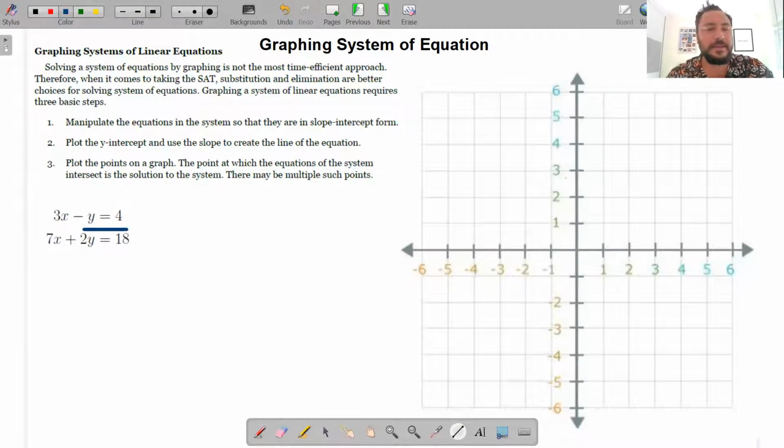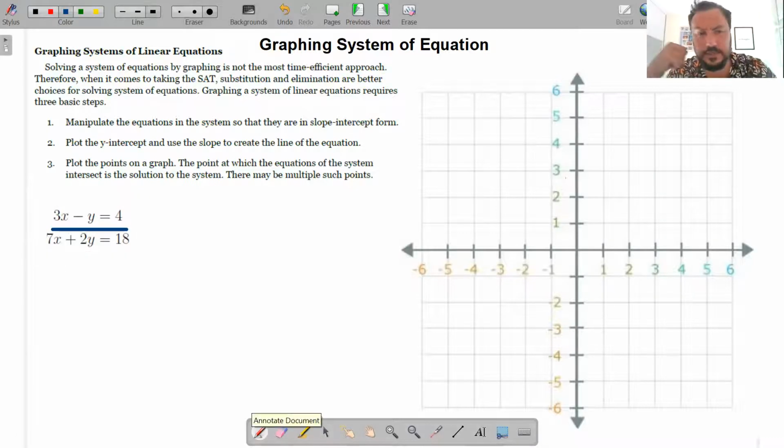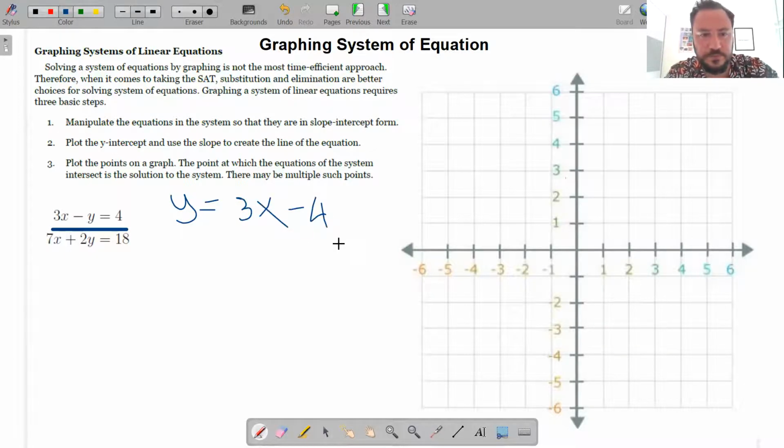I'm gonna underline this equation in blue, and since the equation is not in slope-intercept format, I'm gonna put it like that. Actually, y equals 3x minus 4, because of all the passage and so on.